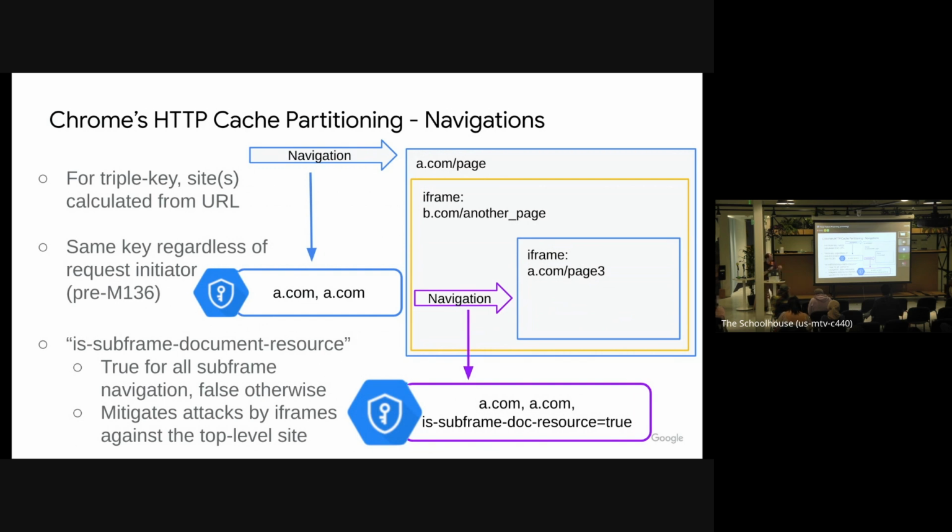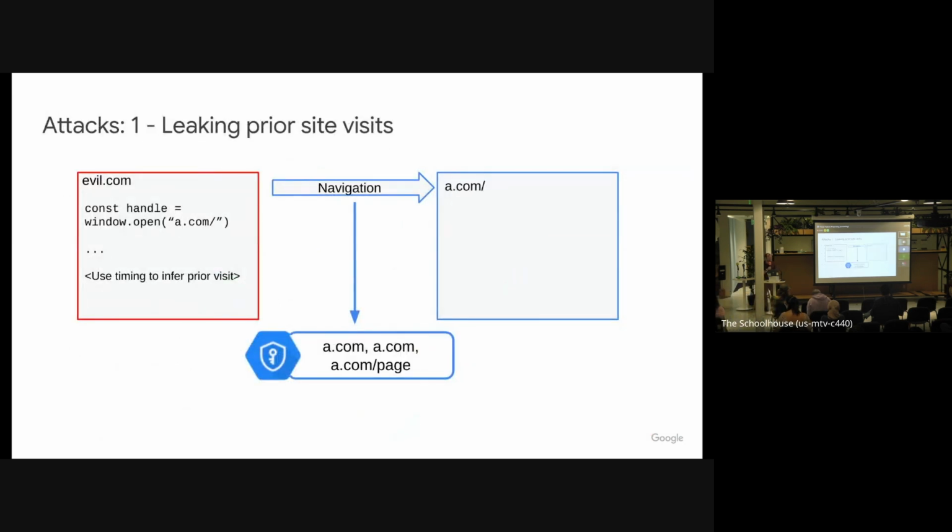If it embeds a.com, the top level site and frame site will be a.com of that innermost iframe, but the is subframe document resource Boolean will be true. So this results in separate cache partitions for the top level site and this embedded frame site. So this model opens up the cache to certain types of attack.